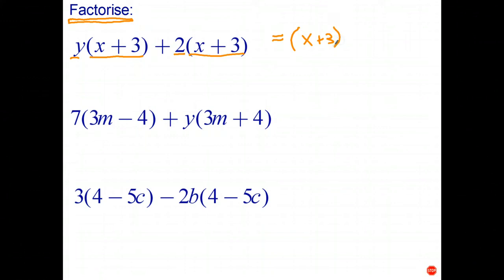So a factor doesn't have to be just a number or just a variable or even some variables multiplied together. A factor can actually be a whole expression inside of brackets, because that's what we're multiplying. We're multiplying y times x plus 3 in brackets. We're multiplying 2 times x plus 3 in brackets. Now once you cross that out, what's left behind is y plus 2. And as I said, once you learn how to do these, it's actually quite easy.